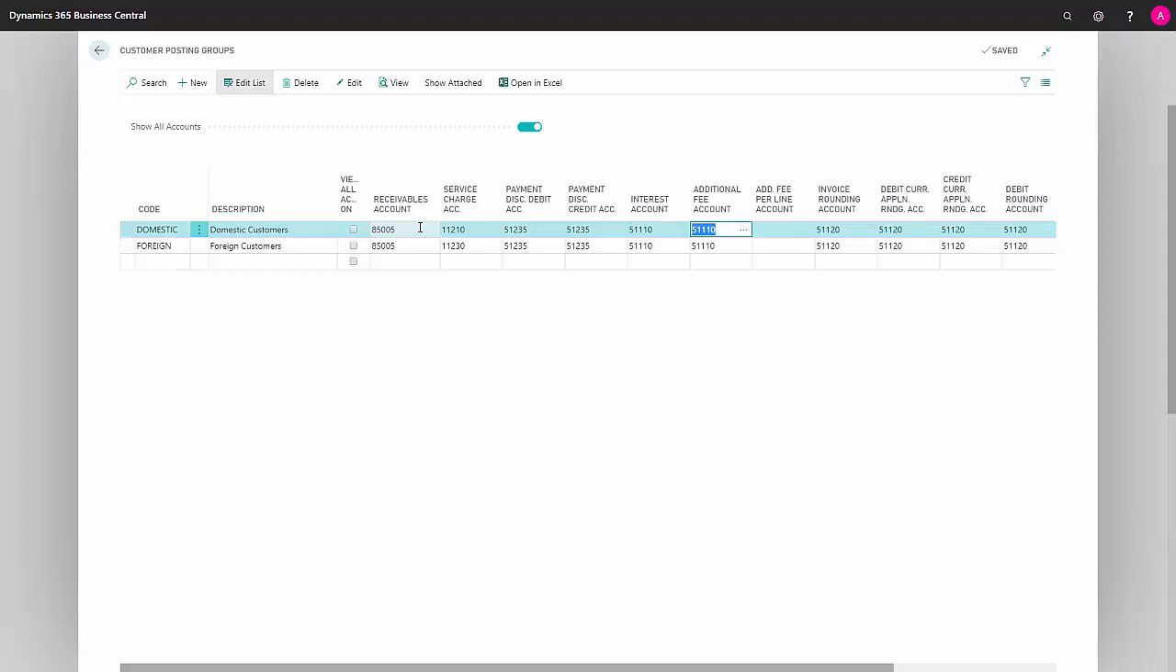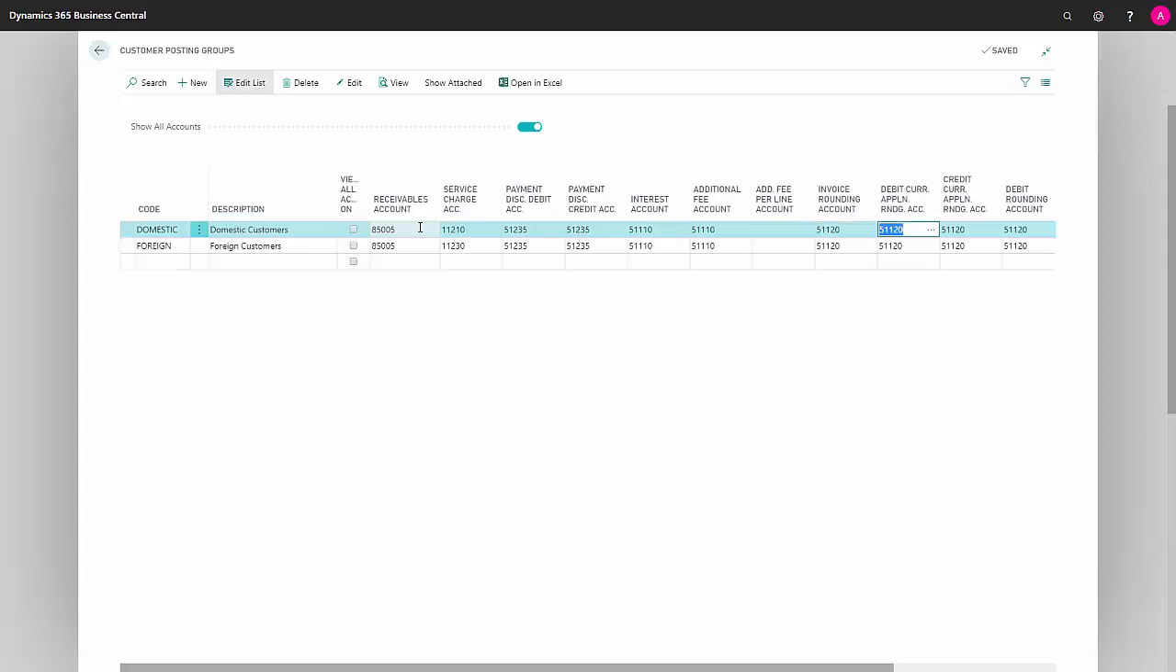The next field is Additional Fee Account, and this is where your reminder fees will be posted when reminders are issued. Additional Fee Per Line Account is where your reminder amount will be posted if you have a reminder amount on each line of your reminders. Invoice Rounding Account is where your invoice roundings will be posted. For instance, this might be if you have amounts on your invoices that are not in whole DKK, but you therefore want your invoices rounded to whole DKK. Then, that difference will be rounded to this account.